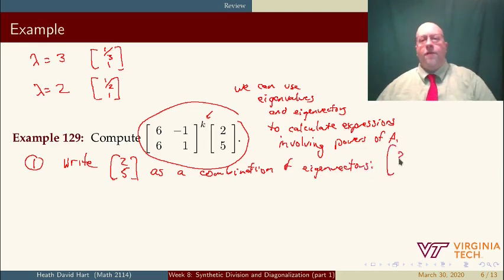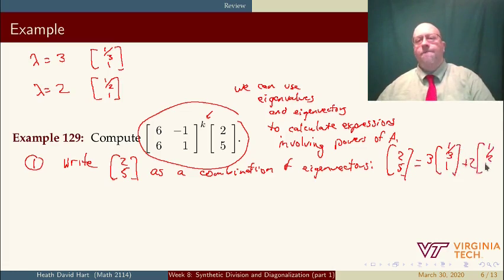And that turns out to be 3 times 1/3, 1, and 2 times 1/2, 1. 3 times 1/3 is 1, 2 times 1/2 is 1, 1 plus 1 is 2, 3 times 1 is 3, 2 times 1 is 2, 3 plus 2 is 5. So this combination works.